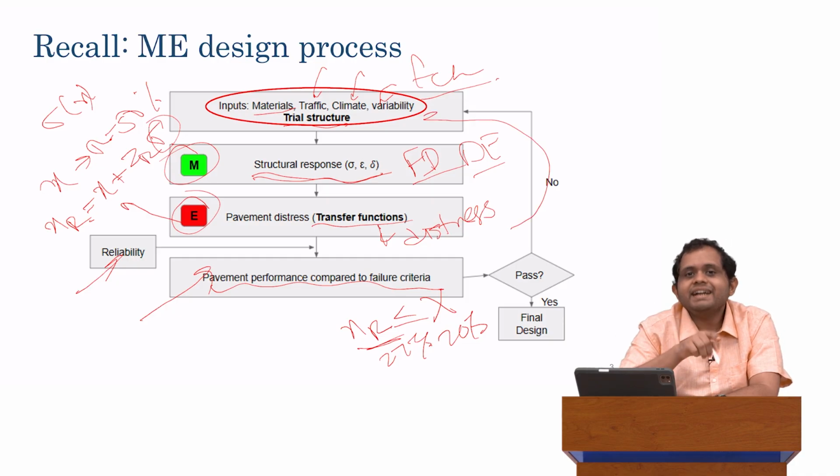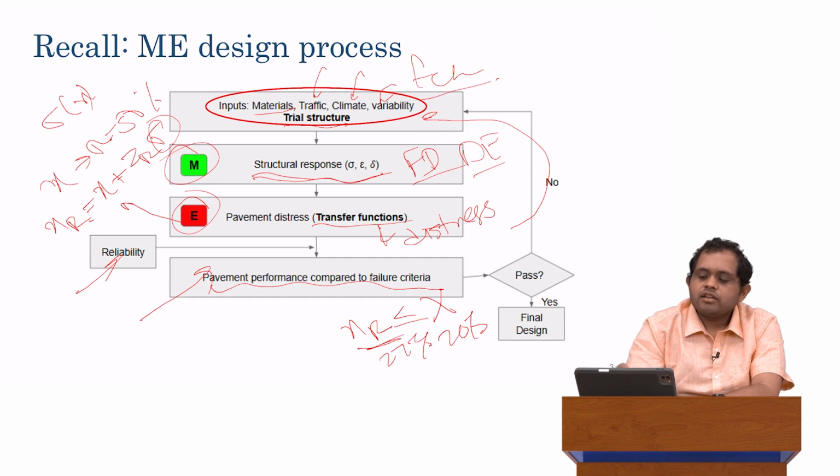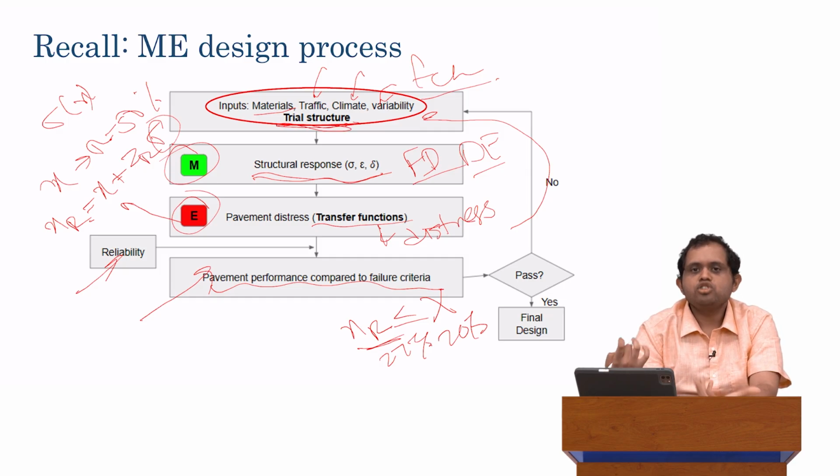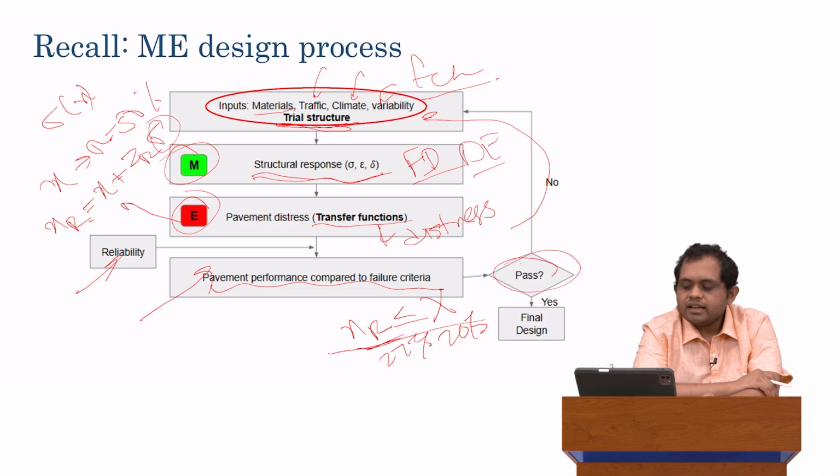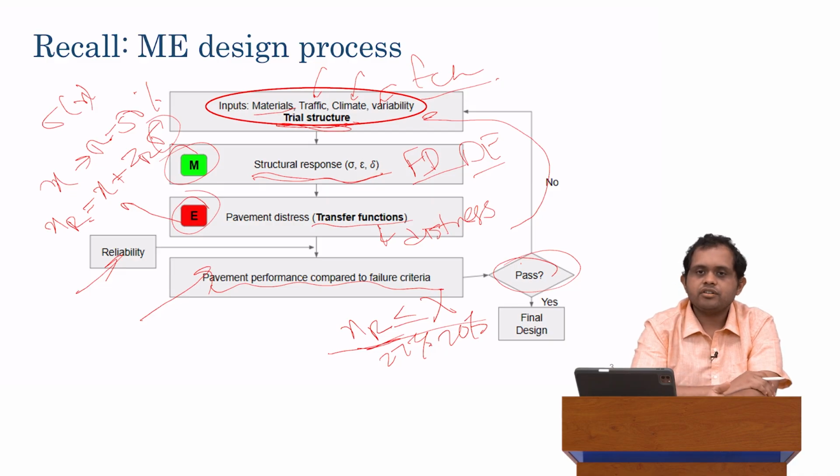We have to update our trial structure, and this is going to be the main part of today's lecture. Somehow we are going to have to create a new trial structure which we hope will work. Continue this process until this passes, until our XR is less than or equal to capital X, that is, until our predicted distress is less than our maximum acceptable value or threshold value for the distress. We keep updating our trial structure, we keep repeating the analysis until we reach this point.